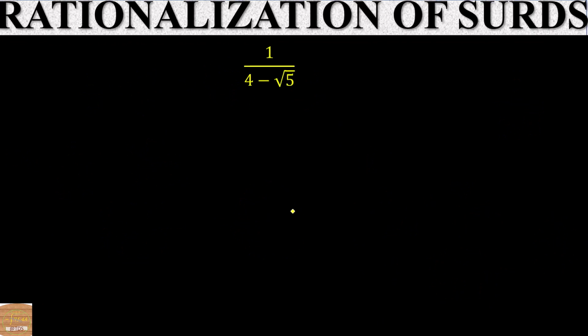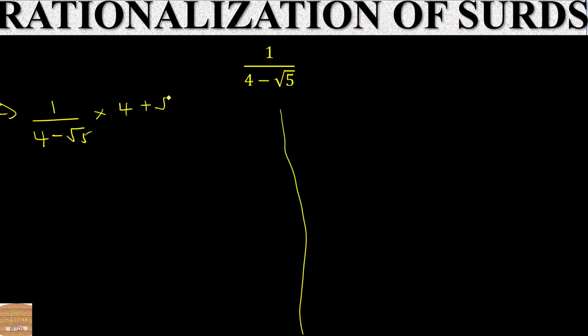Alright, so let's look at this one. So let me divide this to 2. Alright, so we have 1 over 4 minus root 5. Okay, so just as I said, we are going to look at the conjugate of this. So I'll multiply both the numerator and denominator by the conjugate of the denominator here. So I'll change the sign. Alright. So plus.